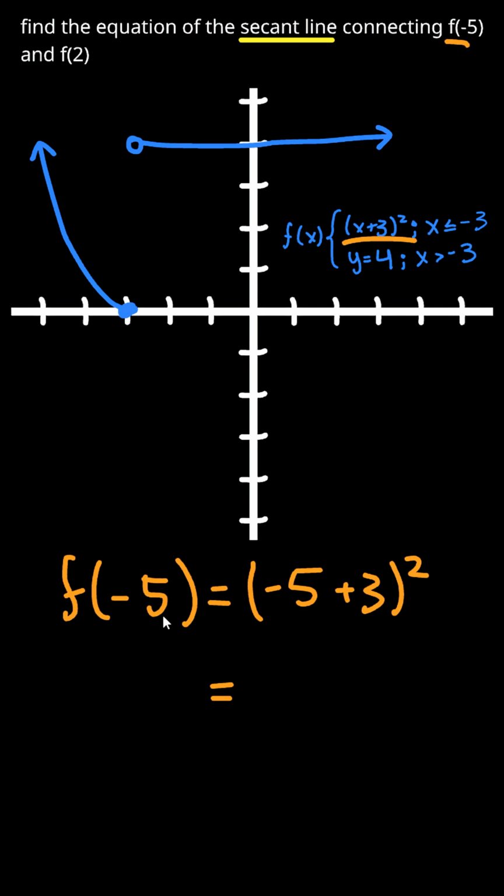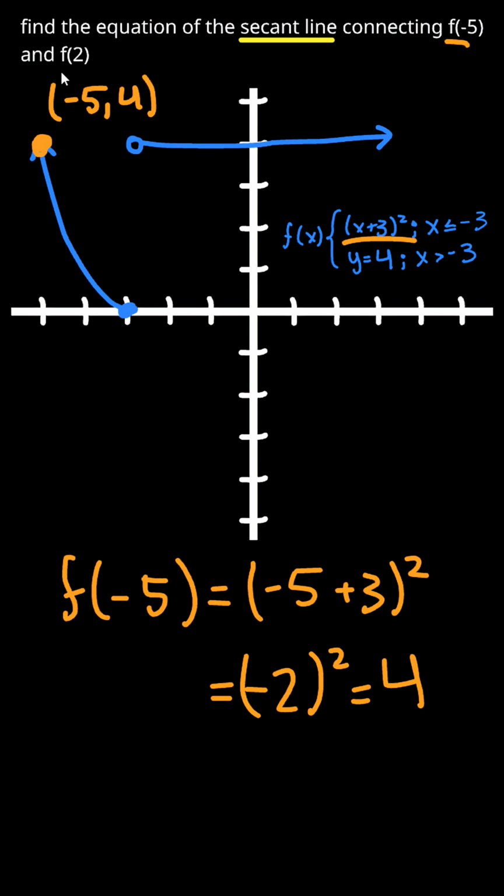And in doing so, we find that f of -5 is -2 squared, which equals 2. Sorry, I'm tired. Which equals 4. And that would be this point right here. Alright, how about f of 2?